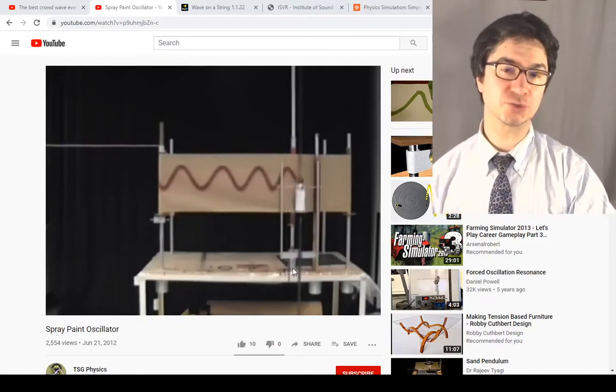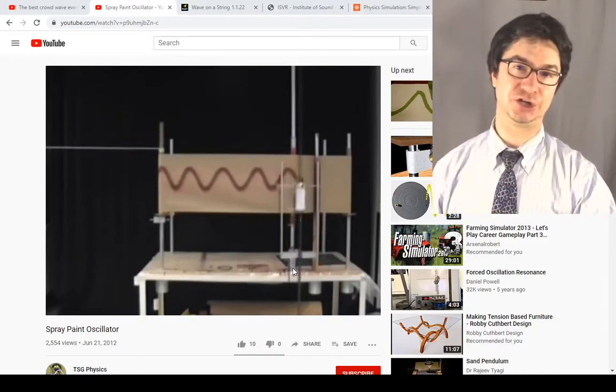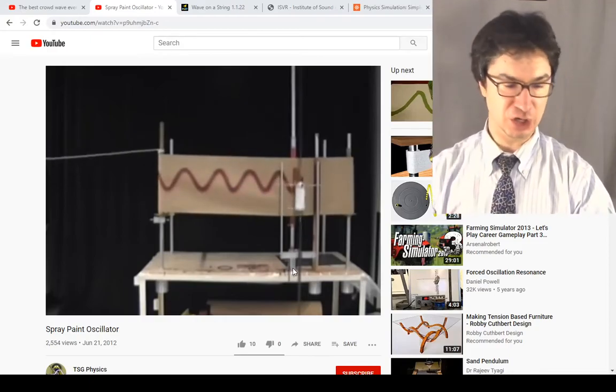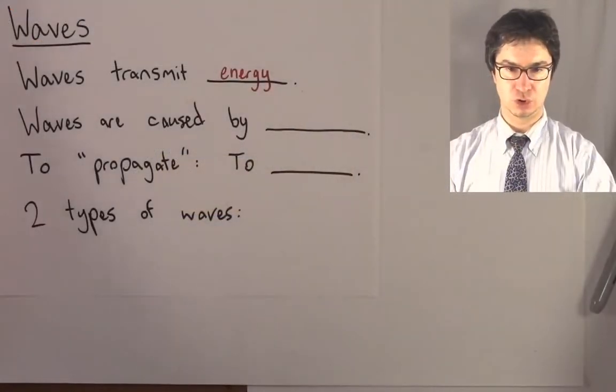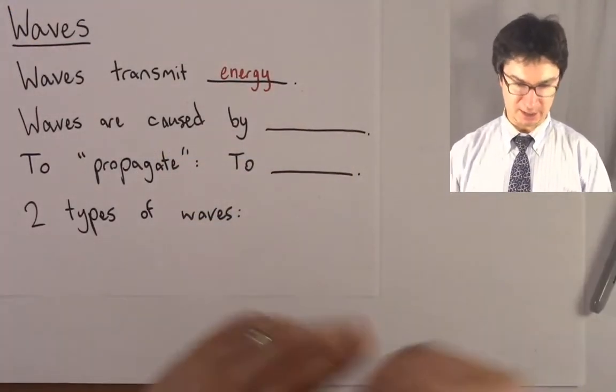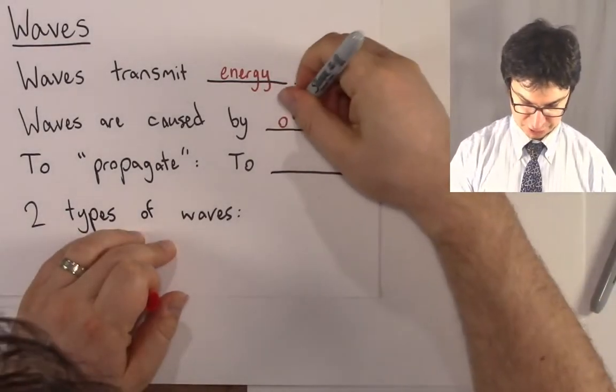So what causes waves? It turns out oscillations. Oscillations create waves. So let's write that down. Waves are caused by oscillations.